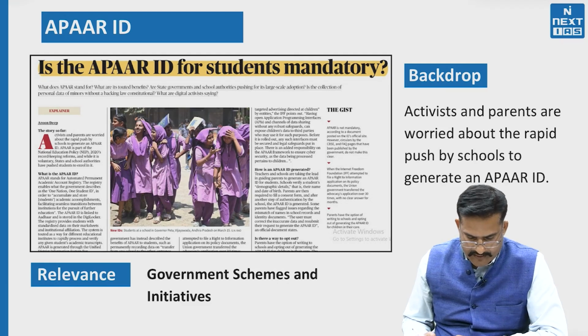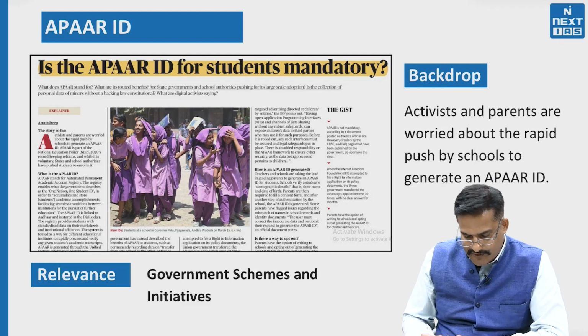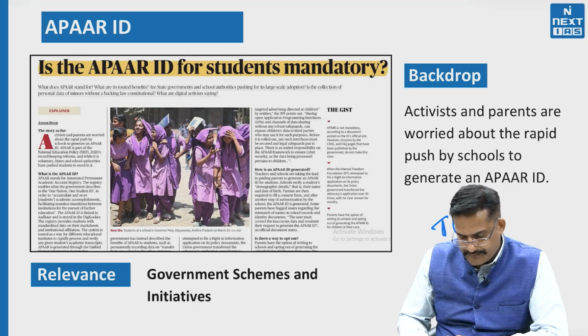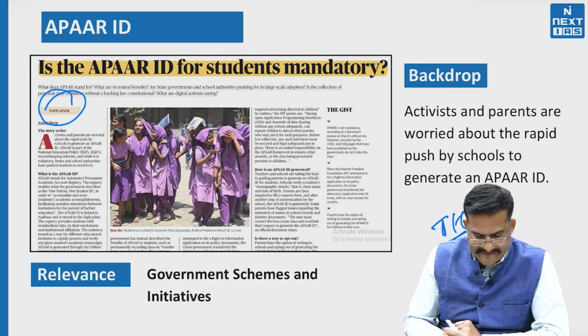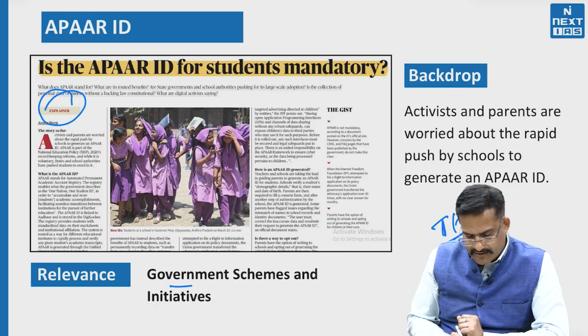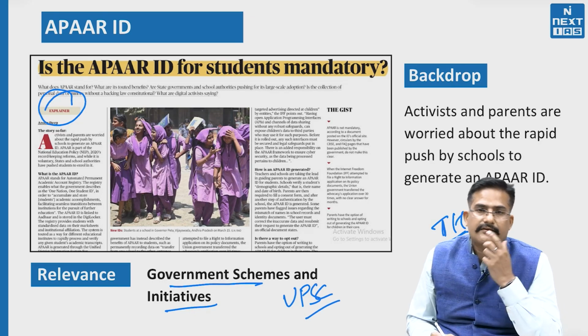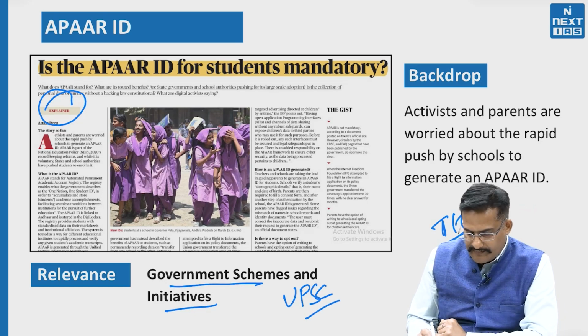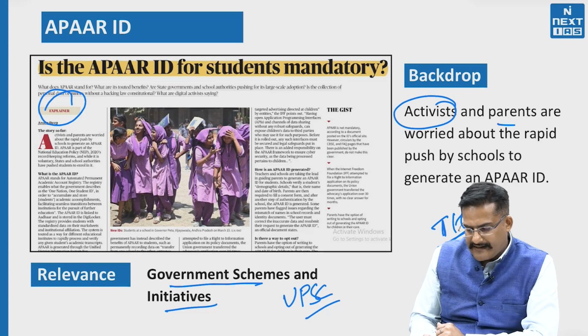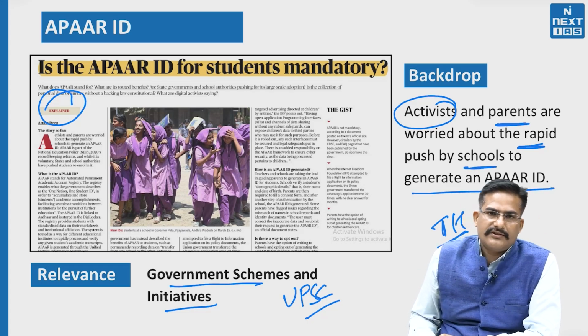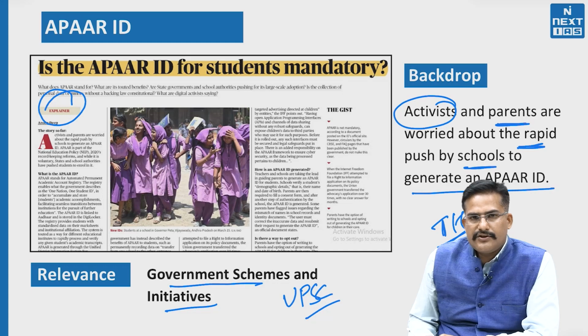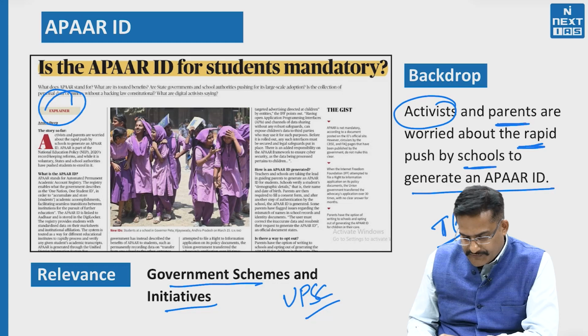It is related to the APAAR ID, and the news came in The Hindu in the explained section. You can see, right? And it is relevant for the government schemes and initiatives part of the UPSC syllabus. That's why we are studying. So what is the background of this news? What happened? The activists and parents are worried about the rapid push by schools to generate the APAAR ID. That is especially true for CBSE schools and UP-related schools. That is written in the news, right?